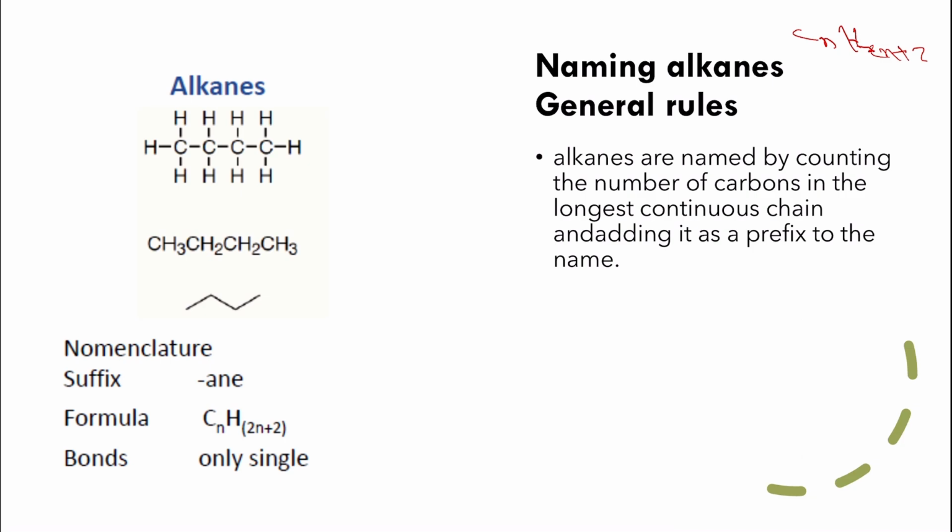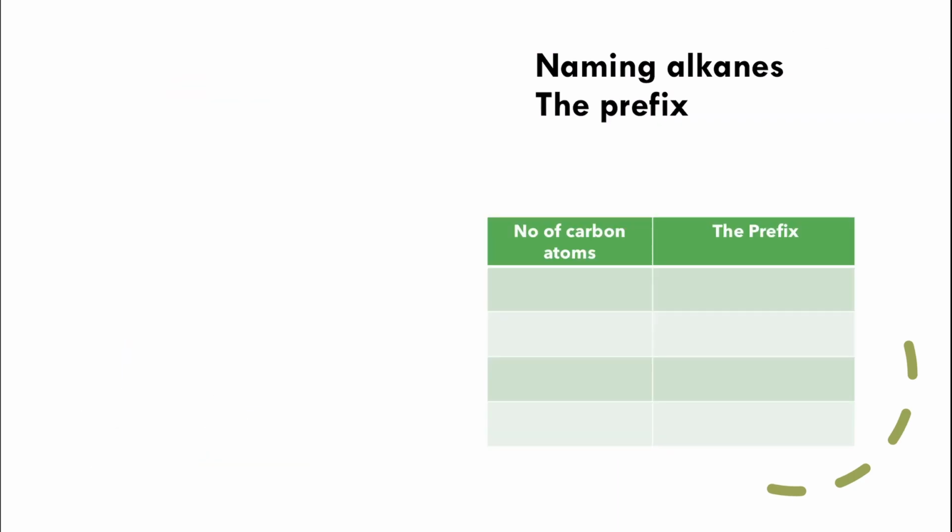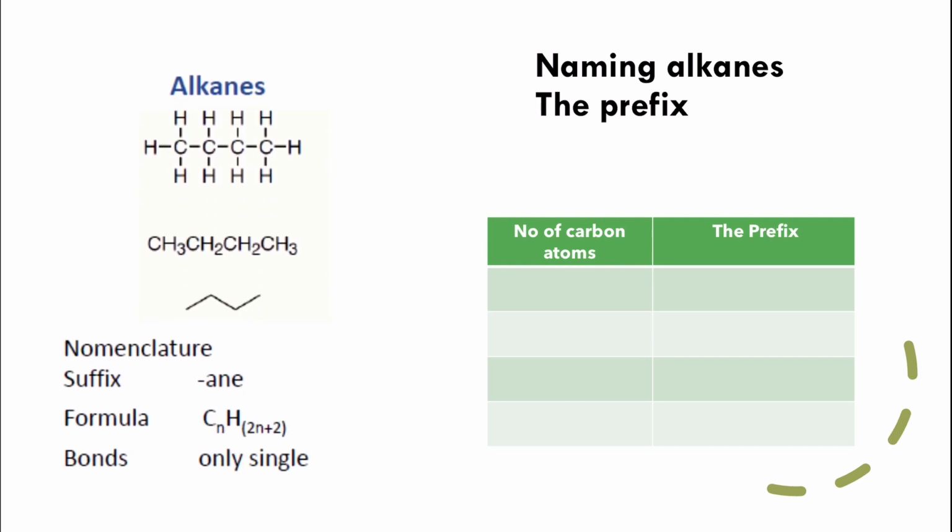And you need to memorize the prefix of the first members of the class, meaning when you have 1, 2, 3, or 4 carbon atoms, then what would be the prefix? And then you add at the end the suffix "ane", which refers to alkane. So you use the prefix and then you add "ane" at the end. So let's have a look at the different prefixes and how we're going to name the different alkanes.